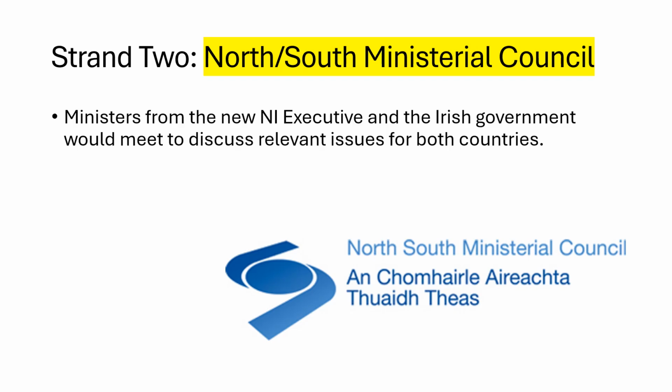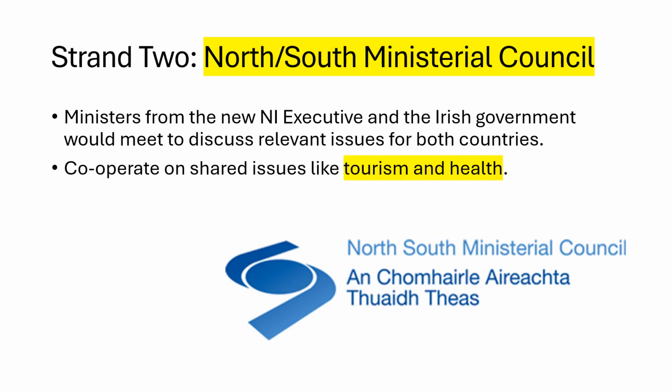Ministers from the new Northern Ireland Executive, that's the new Northern Ireland government, and the Irish government would meet to discuss relevant issues for both countries. So they would cooperate on shared issues, for example, tourism and health. So they will work on issues where they can both work together to benefit both countries. It's very similar to that council we saw agreed at Sunningdale in 1974, but this time it's very clear what the role of it is, and it has support from the UUP and the SDLP as the two biggest nationalist and unionist parties.